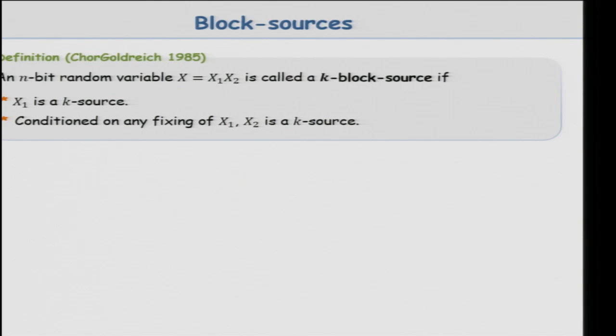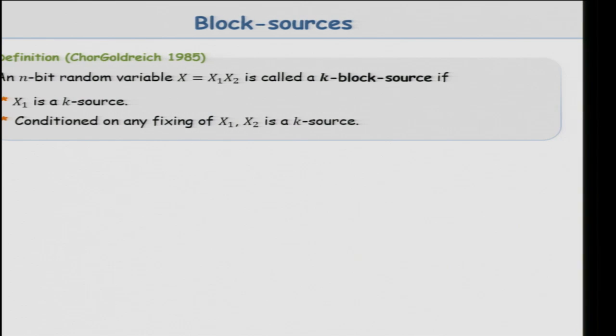But moreover, conditioned on any fixing of x1, x2 is also a k source, it also has entropy. So x1 and x2 are not necessarily independent, but the entropy of x2 is independent of the choice of x1. So this kind of sits between one source and two sources.